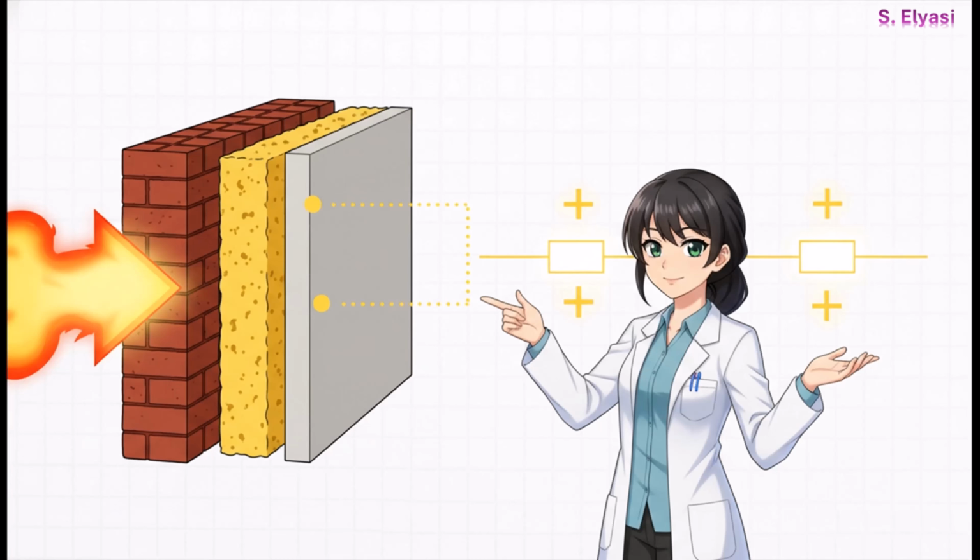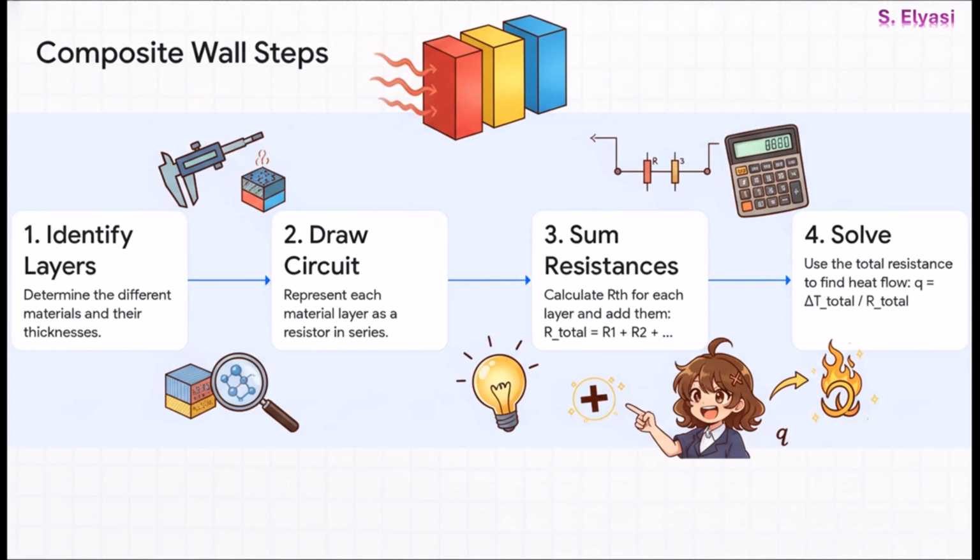That's a classic series circuit. And to find the total resistance, you literally just add them up. So it boils down to this super simple four-step process. First, you just identify all your layers. Then you draw it out as a simple circuit diagram. Third, you calculate the resistance for each individual layer and just add them together. And finally, you use our Ohm's law for heat to find the total heat flow. It turns a complex problem into basic addition.